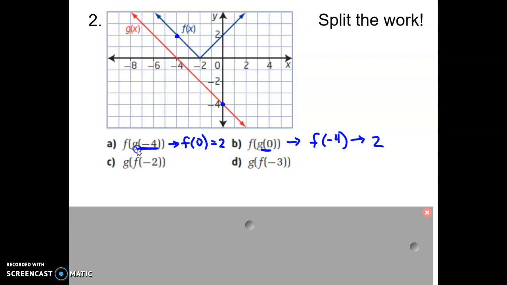Let's try our next one. F at negative 2 is what I need to calculate first. So at negative 2, what is f? 0. At negative 2, f is 0. Yep. So now I'm going to find g of 0. And at 0, what's g? Negative 4. Negative 4 right here. Good. So we look for it on the x-axis.